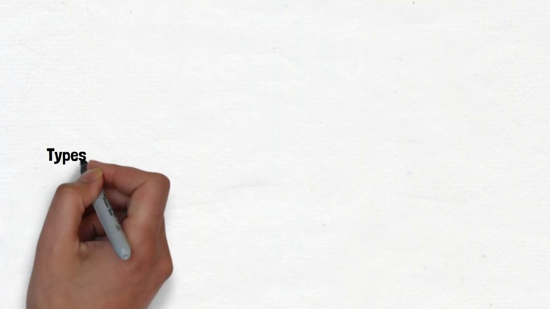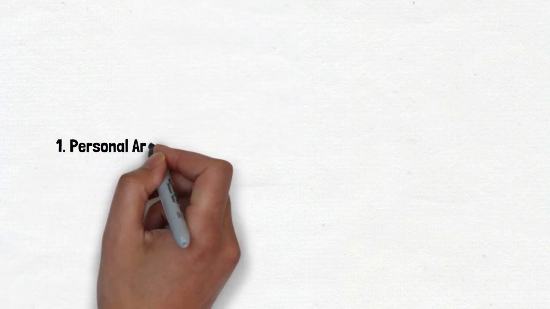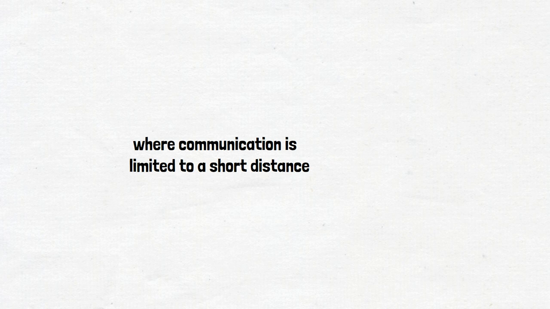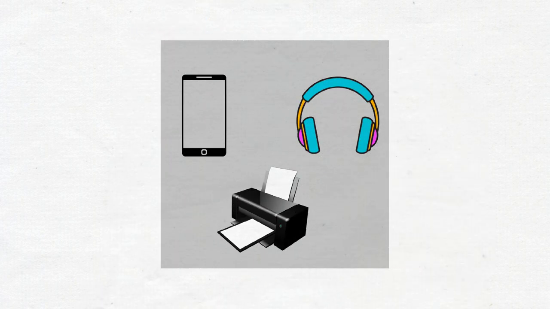Now, types of computer networks. There are different types of computer networks depending upon the size and geolocation. So, let's discuss it one by one. Number one is Personal Area Network, or PAN. It's a type of network where communication is limited to a short distance and it's close to one person. For example, Bluetooth devices, wireless printers, and wireless headphones, etc.